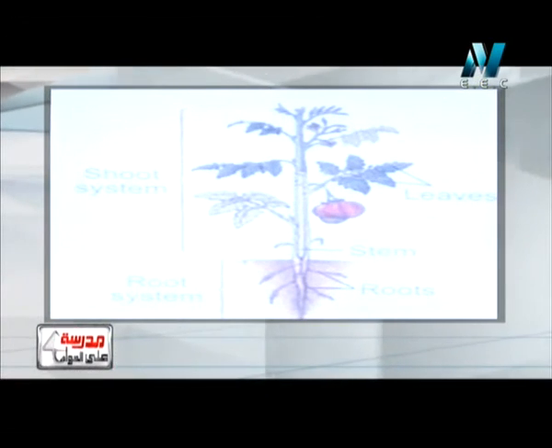Yasser, let me return back to our lesson. Yeah, let's go back to our lesson. We have studied that the plant consists of two main parts, which are the root system and the shoot system. Let's see together the root system and the shoot system. I have a very important picture for the plant.